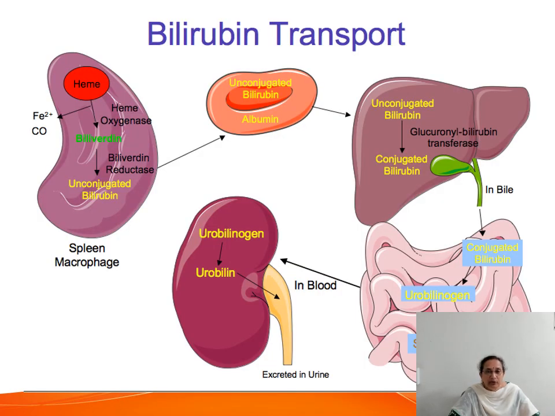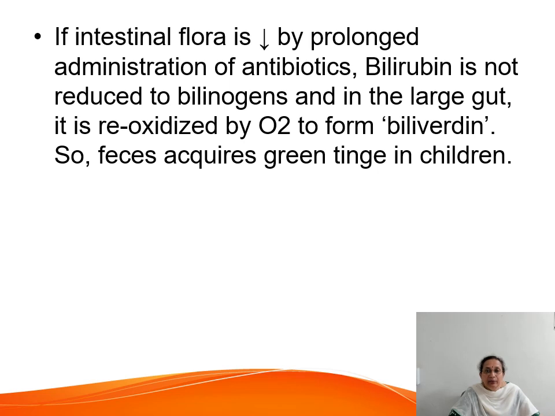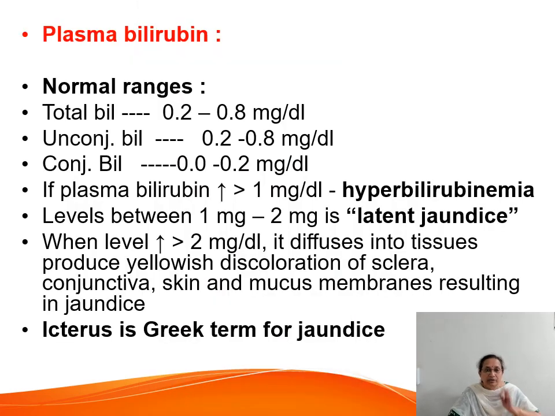Right, this is again the pictorial representation of bilirubin transport. The intestinal flora finally convert it into stercobilin, and stercobilin is excreted out. One more pictorial representation of what exactly is happening: unconjugated bilirubin is conjugated in the liver. This picture is more in favor of showing the enterohepatic circulation. Bacterial enzymes convert the conjugated bilirubin into stercobilinogen, then stercobilin, and it is excreted in the feces.